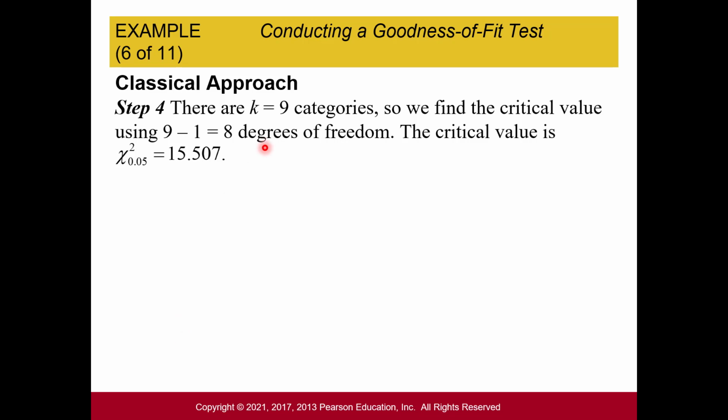Okay, and then step 4, there are 9 categories, so our critical value is going to be based on 9 minus 1 degrees of freedom, or 8 degrees of freedom. And so we have chi sub alpha squared. Remember, alpha was given as 0.05. So we can go to our distribution table for chi-squared to get 15.507. Let me take you over to that table real quick and show you how to get this number.